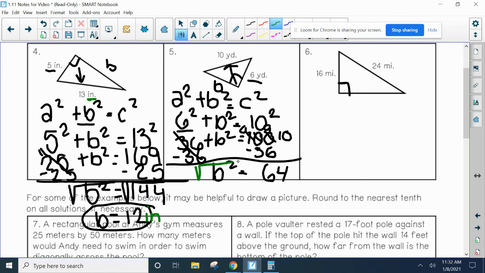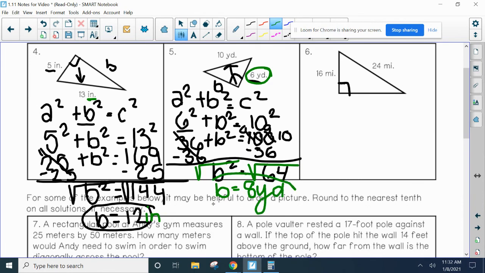And I know b times itself gives us b squared. So b times b is b squared. So the square root of b squared is just b. And go ahead and take our square root on that right side. And these may get more complicated, but I can tell you off the top of my head that 8 times 8 is 64. So our missing side length is 8, and we're talking about yards.